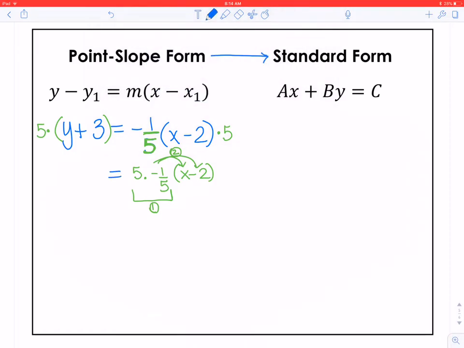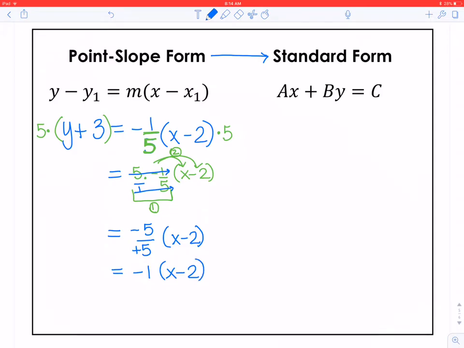We're working here on the right side. 5 times negative 1, right, straight across the top. Numerator times numerator. 5 times the negative 1 is a negative 5. And then my denominators, 1 times 5 is 5. And I still have my x minus 2. Now, what is a negative divided by a positive? Negative divided by a positive is negative. Anything divided by itself is 1. So negative 1 times x minus 2.